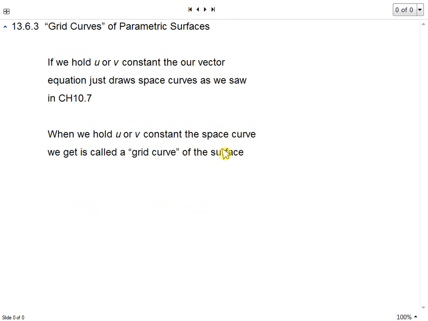Grid curves. If we hold u or v constant, then our vector equation just draws space curves as we saw in 10.7. So if I say, hey, look, I'm going to hold one of those variables, u or v, constant, so just plug in a number for it, then there's only one parameter, right? Like if I hold v constant, u is the only parameter, and so it should draw a curve, not a surface. Or if I hold u constant and let v change, I should draw a curve. When you put all these curves together, it creates a surface, but each one of those curves is called a grid curve.